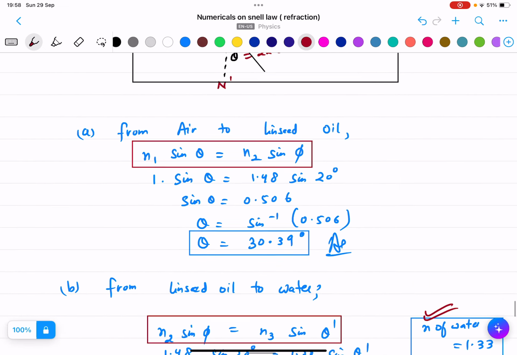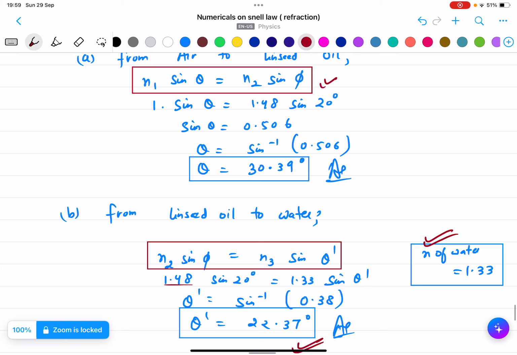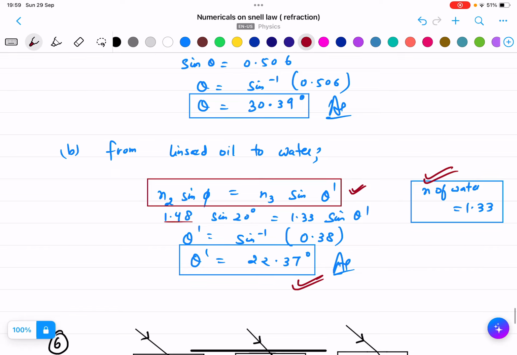So it's very, very simple. You just need to apply these formulas and you need to see what the refractive index is. Refractive index will always be given in the question. If not given, you need to check the formula sheet. It will be given there.